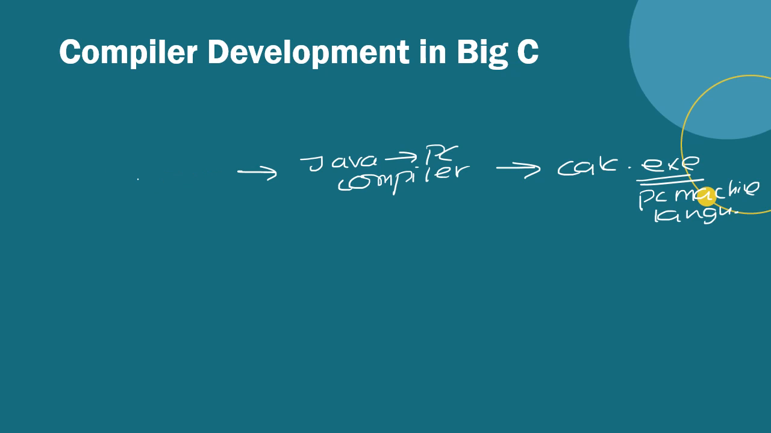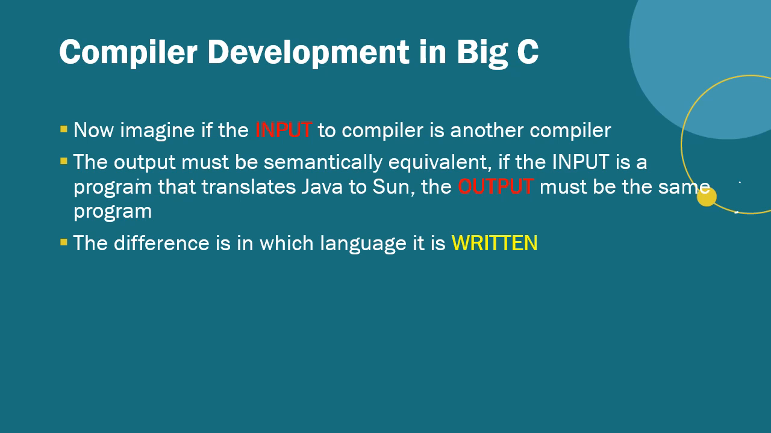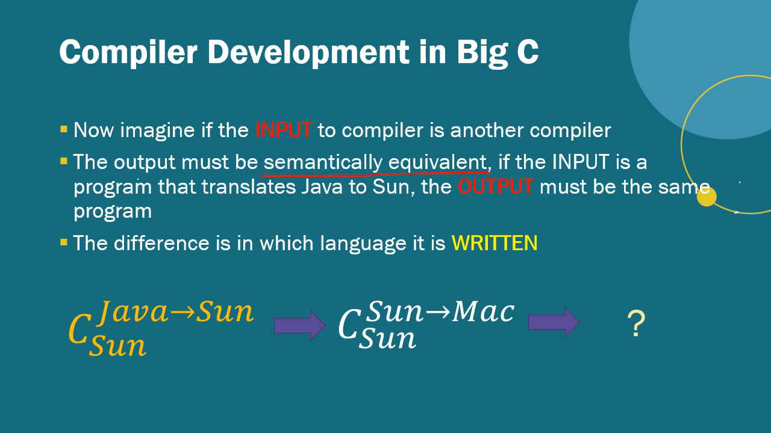Now I'm going to rub this equation here so that we can discuss what if the input to the compiler is another compiler. Again, the output must be semantically equivalent. So, if the input is a program that translates from Java to Sun, the output must also be a program that translates from Java to Sun. The difference is the language that this compiler is written in.